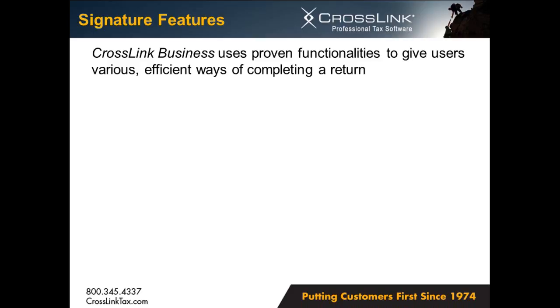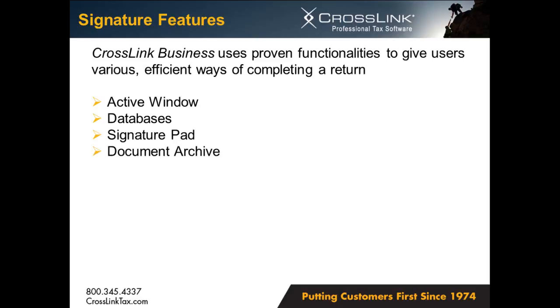Now, as you've seen, CrossLink uses its proven functionalities to streamline the business return preparation process, and users can look forward to utilizing an active window, which gives detailed instructions and quick access to lists, worksheets, and form links; the databases, which store information such as bank routing numbers and NAICS codes, reducing the risk of errors and decreasing the time of data entry input; the signature pad, an excellent time-saving feature in CrossLink, which streamlines the signing of documents by both preparers and clients, and when used in conjunction with the document archive, can help reduce filing time and resources by storing digital copies of documents directly within the return; and bookmarks and notes, which are great tools that you can use to remind yourself of information and any items that are needed to complete a return.